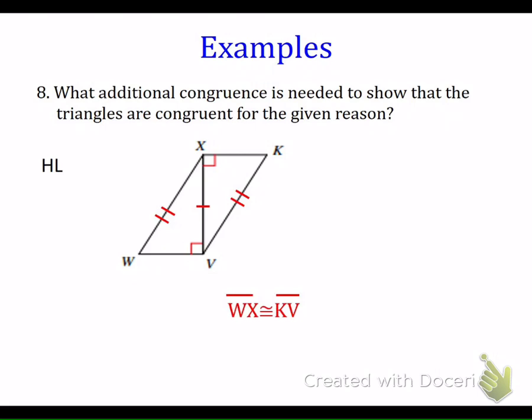So you guys described it as KV congruent to WX. That would be fine. I went the other way. So WX congruent to KV. All right? Any questions?